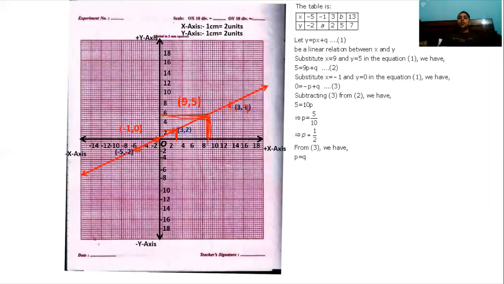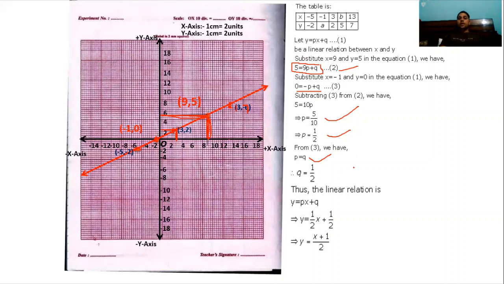So take any value of x is equal to 9 and y is equal to 5 and substitute this value and make this equation number 1. Then substitute the second value, which is minus 1 and 0, in equation number 1. So we have another equation. Then we have equations in P and Q, and solving this for the values of P and Q, P is equal to 5 upon 10 and Q is equal to 1 upon 2. P is equal to 1 by 2 and Q is also equal to 1 by 2 here. So P and Q are equal.